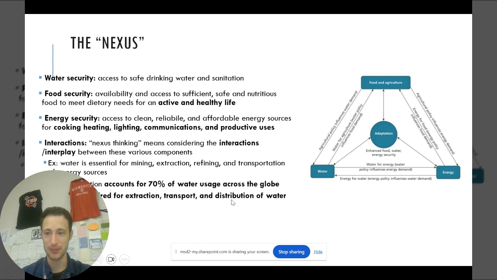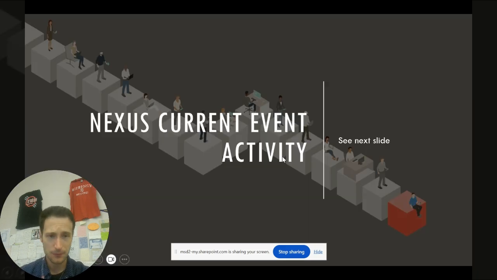Here are a couple examples of interactions, but you've got to be able to think of how we can see these things fitting together and working together, and how one part of it impacts another part, which impacts another part, which impacts another part. You don't always have to do the connections as all three, but you need to know at least how one connects to one other one.